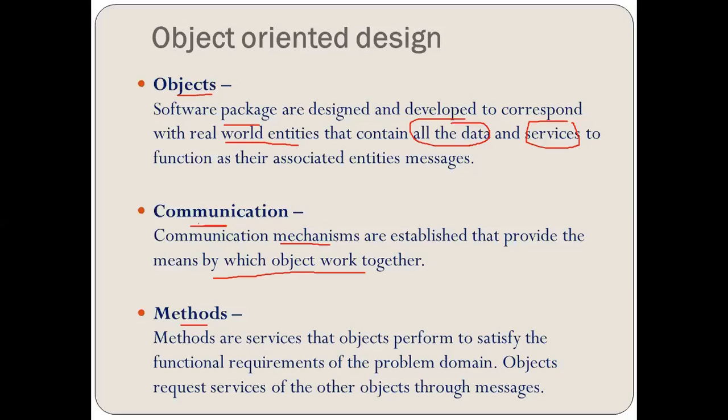Okay, so what are methods? Methods are the services, and these are going to satisfy the functional requirements of the problem domain. Now in object-oriented design, we have three major properties, which we have studied earlier also. That is polymorphism, encapsulation, and inheritance, right? We'll see them further.